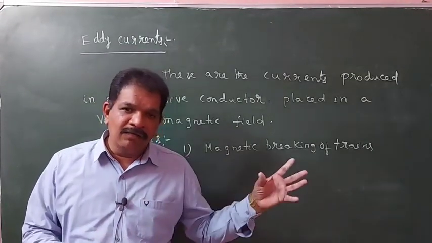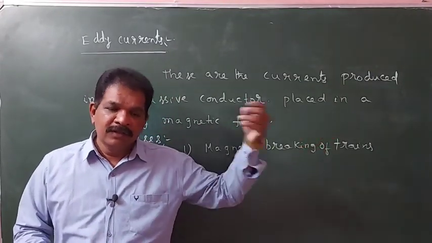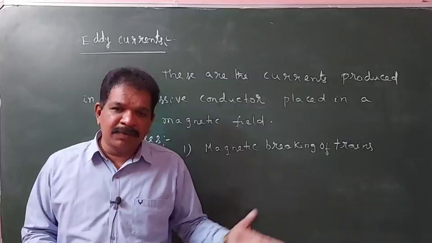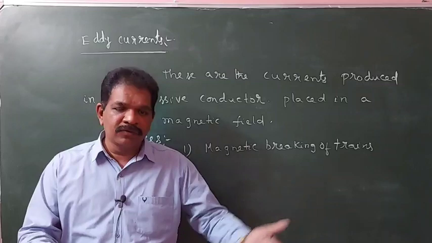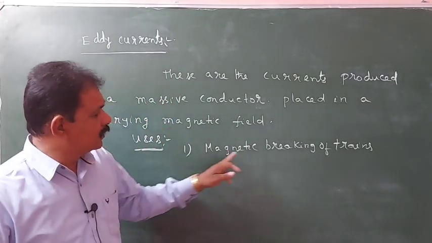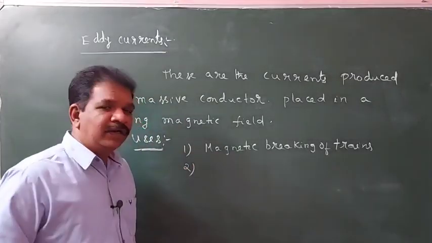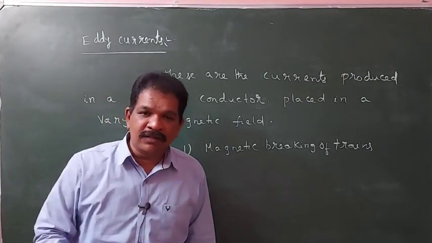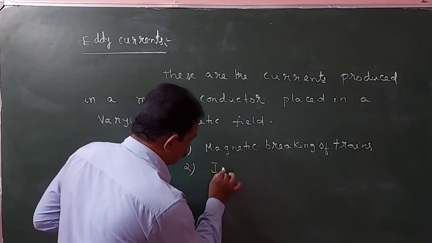All wheel brakes will be applied, for all bogies. If the driver applies the brakes, all wheel brakes will be applied simultaneously, so the train will stop. These eddy currents will be useful. Eddy currents will try to stop the wheels of the train. Next, induction furnace.